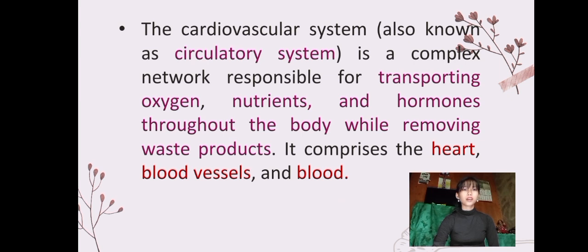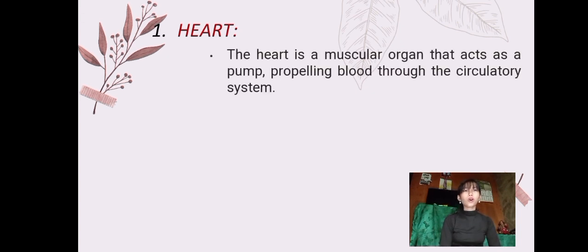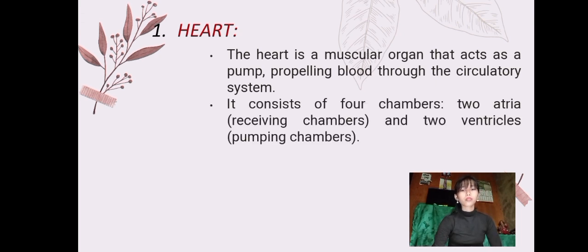Now, let us discuss the functions of these components. The first one is the heart. The heart is a muscular organ that acts as a pump, propelling blood through the circulatory system. It consists of 4 chambers: 2 atria, the receiving chambers, and 2 ventricles, which are the pumping chambers.